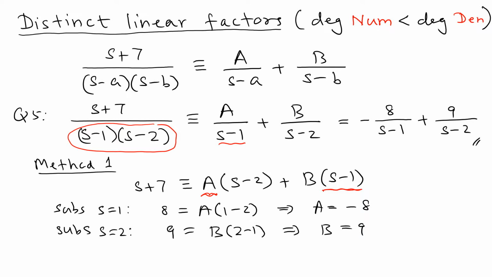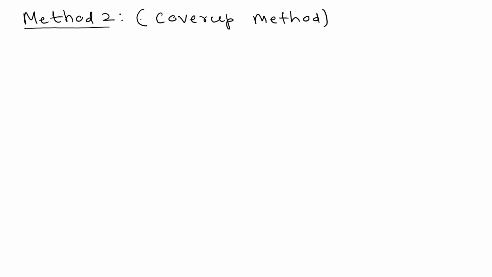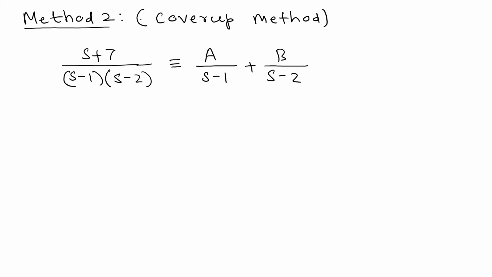Okay, so this is the first method, but there is also a shortcut method, what we normally call the coverup method. So let's talk about the coverup method quickly. This is method 2. The second method is the coverup method, and this is how it works. Let's look at the same problem. We have s plus 7 over s minus 1 times s minus 2, which is identical to a over s minus 1 plus b over s minus 2.